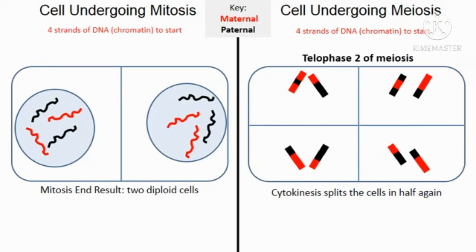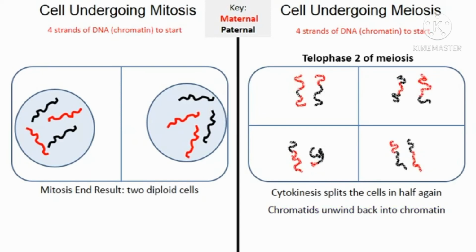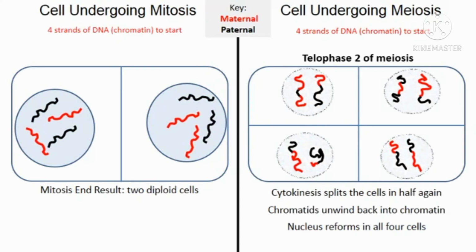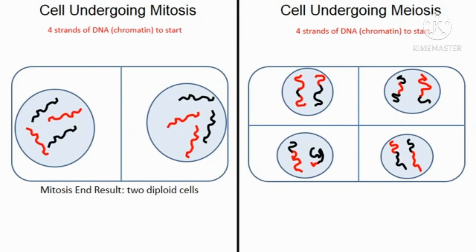But now, the 2 cells have been divided into 4, as the chromatids are unwinding back into the loose linear version of DNA known as chromatin. And as that is happening, the nucleus is reforming in all 4 cells. So, notice what you have: 4 cells created. Well, if we look at the end result, you notice not just 4 cells, but the 4 cells are haploid.